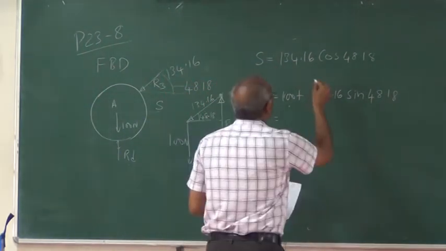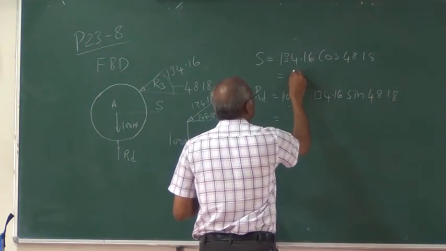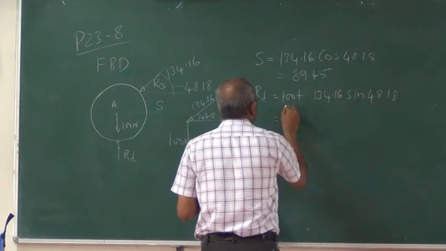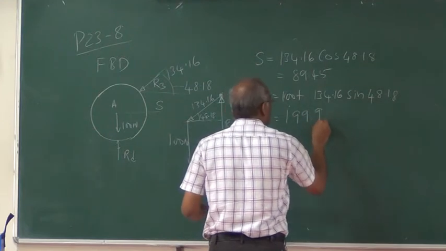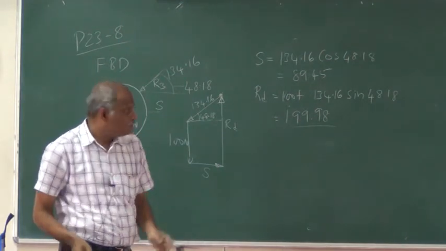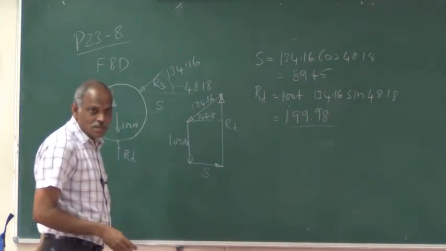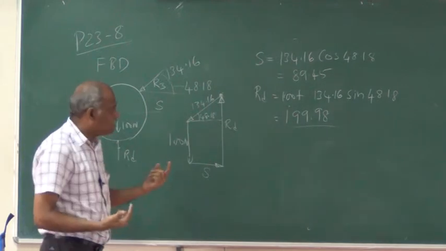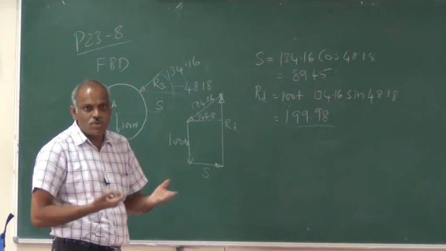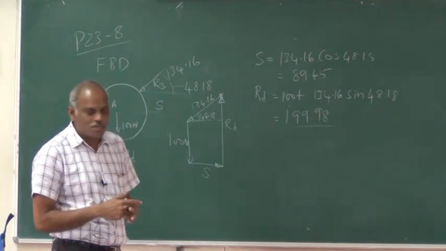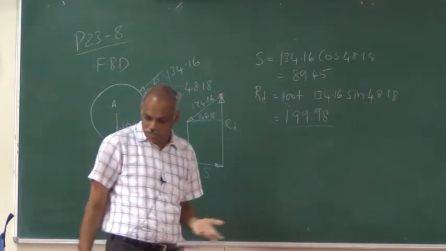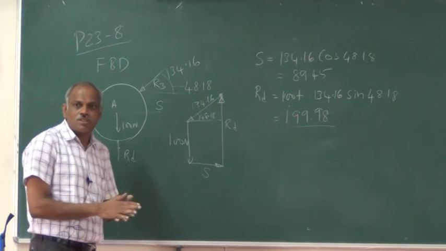So S by calculation you can say is 89.45. Then RD is going to be 199.98. So we have completed whatever is required, the reaction from the floor, that is going to be 199.98. It's supposed to be 200, but because of the inaccuracies in calculation you have got this. This 89.45 is the tension. So we have completed whatever is asked. Do you have any doubt?